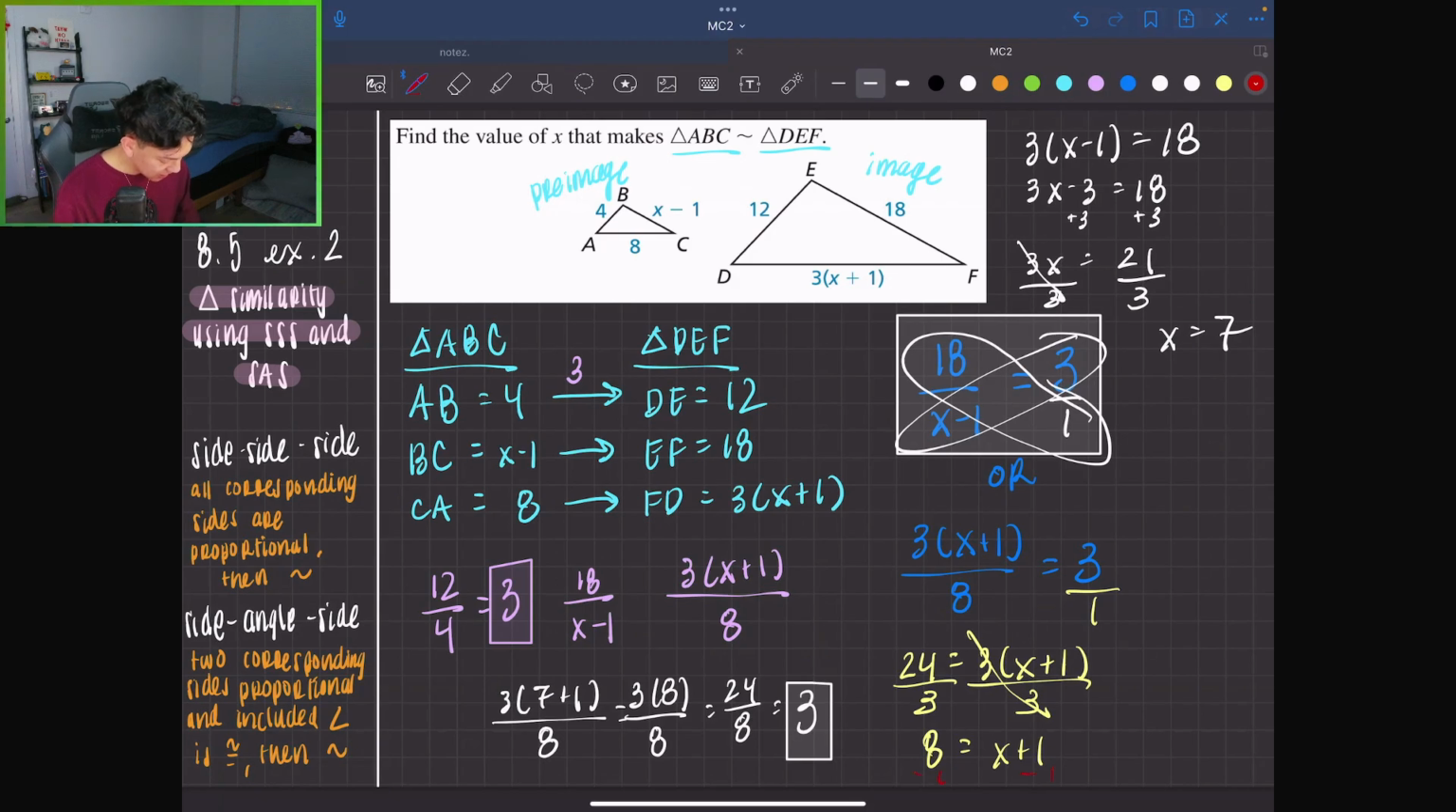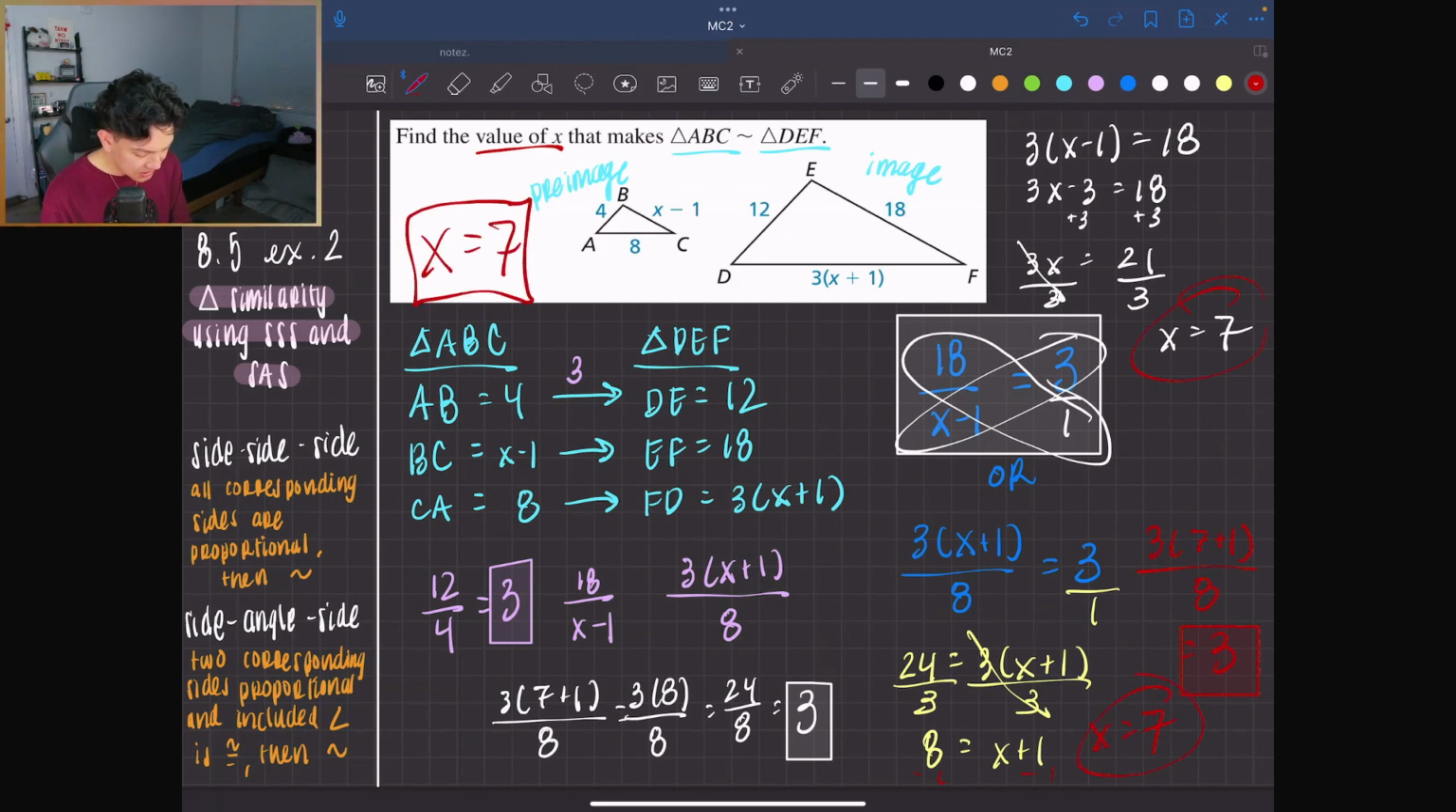So again, look here. It says x equals 7. If x equals 7 again, and we substitute this value, 3 times 7 plus 1 over 8, we get 3 times 8, which is 24, and then 24 divided by 8, which equals 3 again. So what is going to be the value of x that makes these two triangles similar? It's going to be x equals 7.